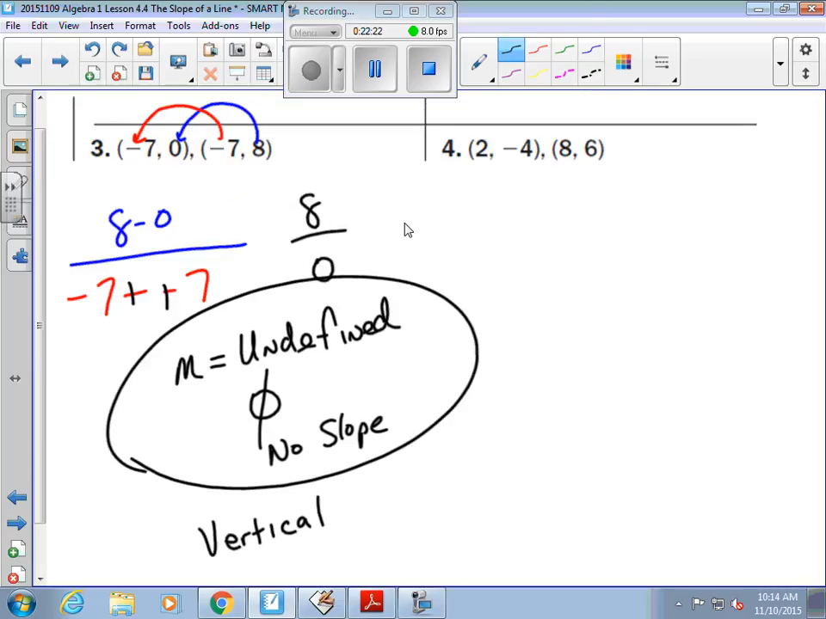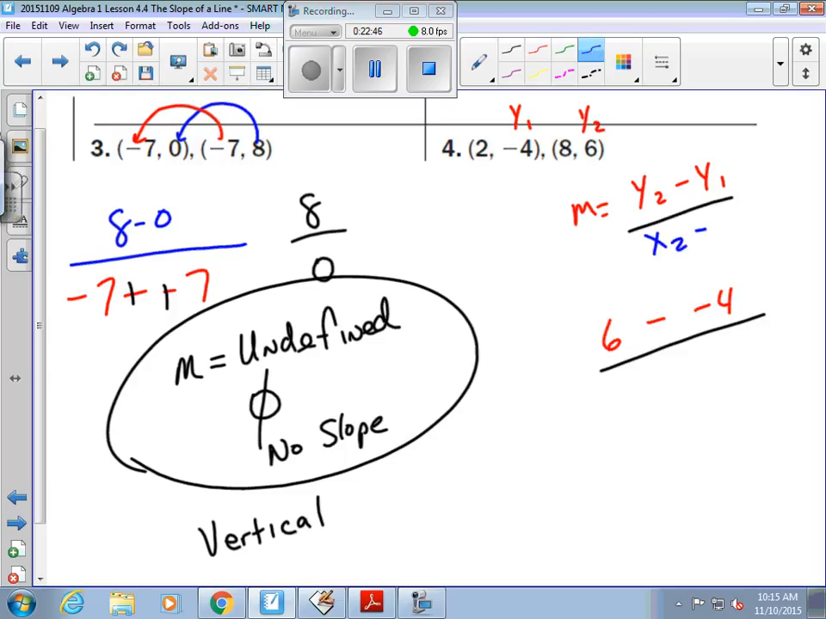And then the last one, 2, negative 4, 8, 6. So m is your change of y sub 2 minus y sub 1. 6 minus a negative 4 over your change of x sub 2 minus x sub 1. X sub 2, 8, minus x sub 1, 2. 6 minus a negative means plus 4, which is 10. And 8 minus 2 is 6.